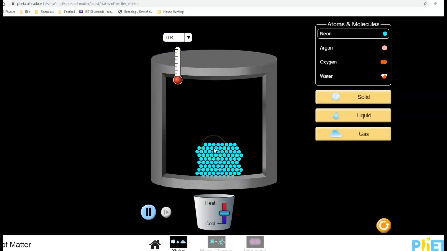Okay, so I want you to take a minute, think about what you just saw, and try to answer these two questions. Number one, as I decreased the temperature of the solid, how did the motion of each individual atom change? And two, when I get to 0 Kelvin, how would you describe the motion of the atoms? This is called absolute zero, by the way. 0 Kelvin is called absolute zero. So try to answer those two questions.